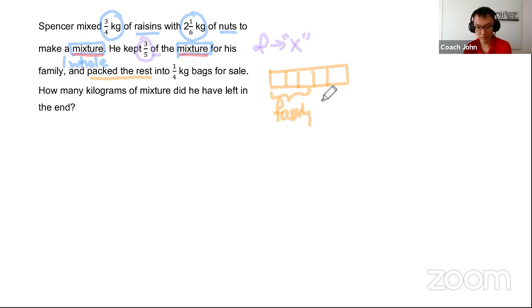And then these are all packed. They are packed. Packed into multiples of 1/4 kg. Okay, so right now, understand the question first.